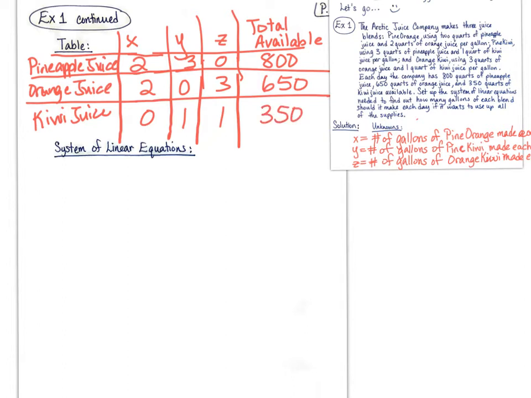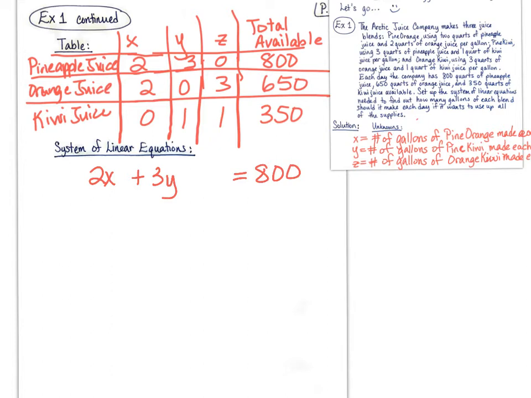So now what we want to do is take this table and the information that we've gathered and translate that into a system of linear equations. So let's do that. The first row means you have 2x plus 3y plus 0z equals 800. So that translates as 2x plus 3y, that would be 0z, so we don't have to write anything, equals 800. Would you like to write 0z? Okay.